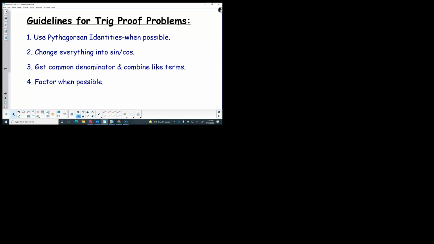Guideline number 3 is to get common denominators and combine like terms anytime you've got 2 fractions being added together or being subtracted. And then guideline number 4 is to do some factoring. So sometimes you can factor and sometimes you can't. Oftentimes when you can factor, it allows you to simplify the trig expression. So these are the guidelines we're going to try to follow. Let's do a few examples.